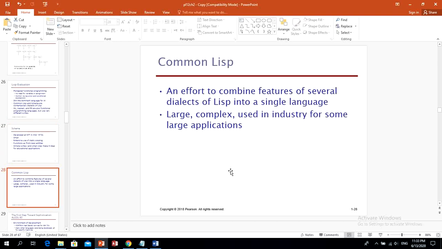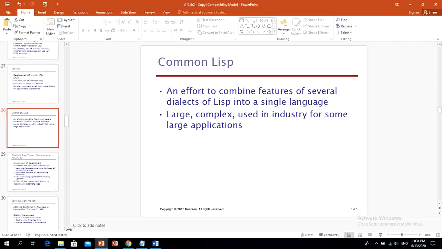Common Lisp, as we said, combines features of different dialects of Lisp, and it was made very large and complex, so it is used in industry for large applications. So Common Lisp is another, more advanced version. It has several different features added to it from the original Lisp language.